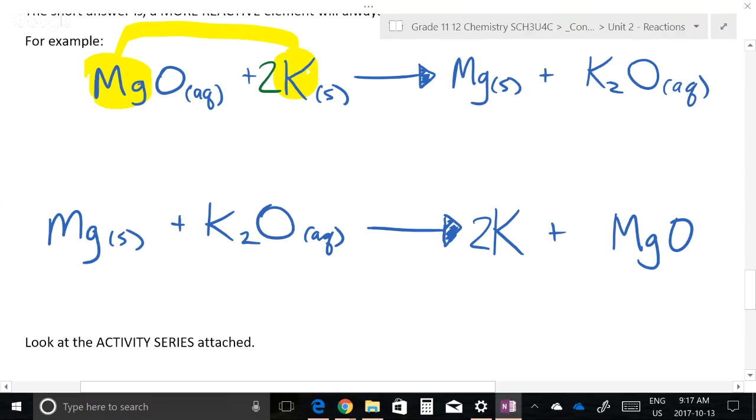Okay, there we go. So here's my problem. In theory, if I put magnesium oxide and potassium in my test tube, they should react, and then they should go back. And then I've got the first thing again. They should go back, and then I've got the second thing again, so they should go back. But that doesn't happen. You tell me? Why not?